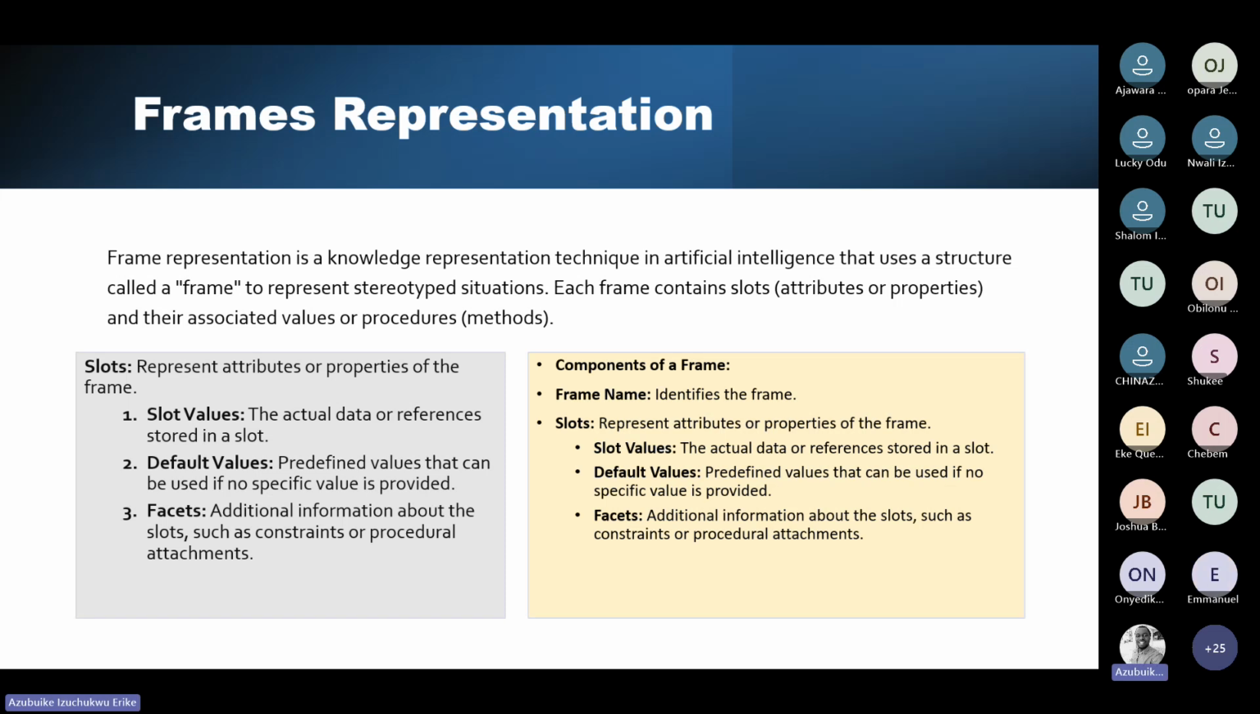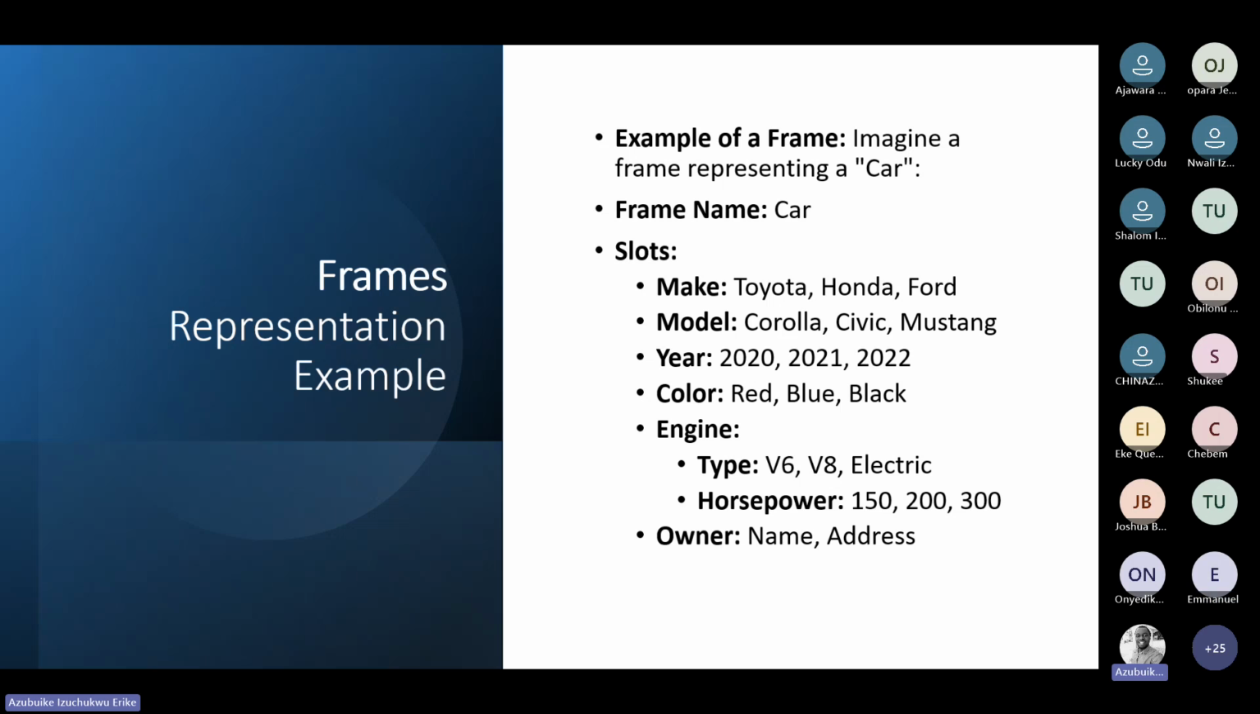Okay, now let's look at a frame representation example. By this example, you will understand. Example of a frame: imagine a frame representing a car. The frame name is going to be the car. Now, the slots are going to have certain things inside that define the properties of that car.